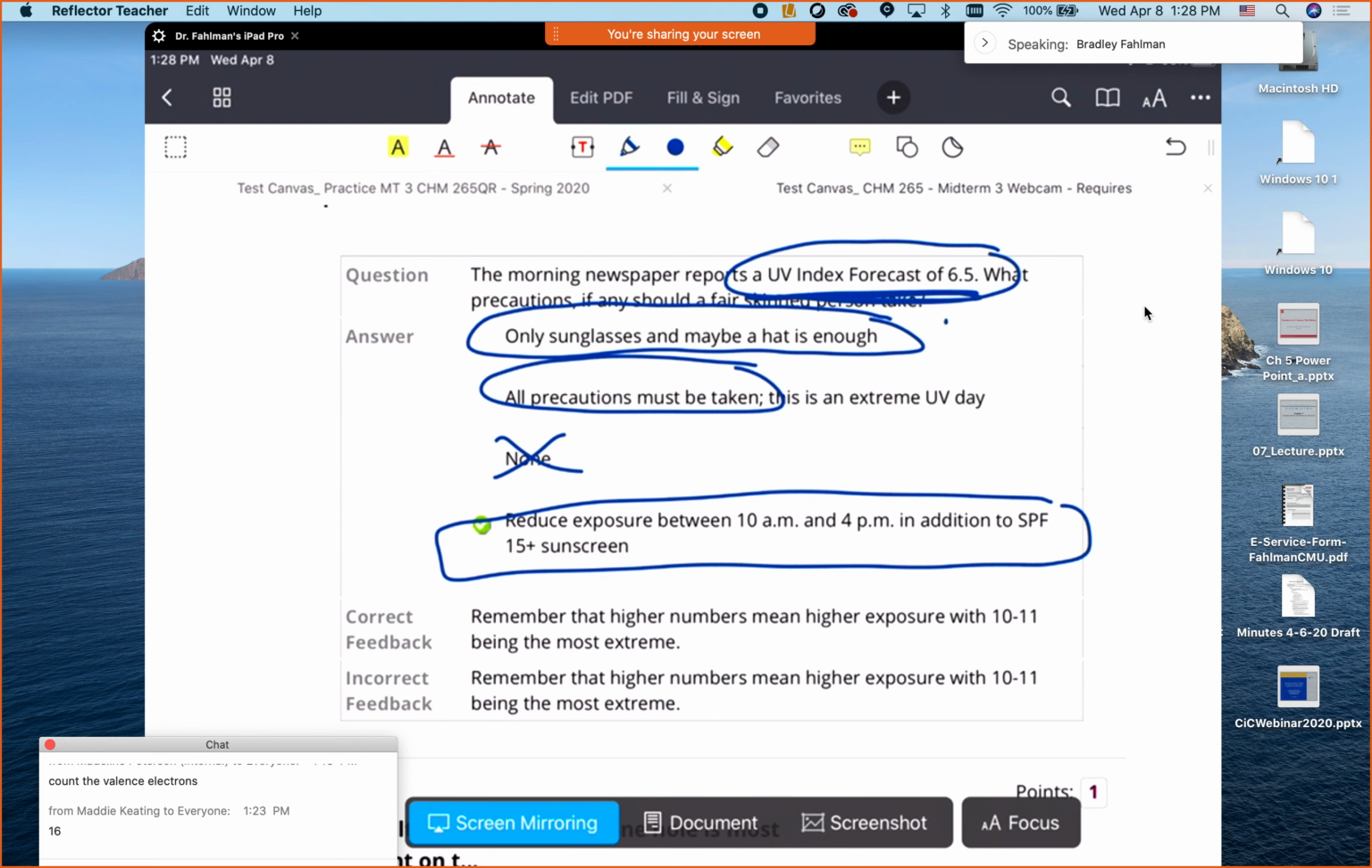Sunglasses, maybe a hat. Okay, so that should have been kind of a flag. That's probably not right. All precautions, it's not that high of a value. So really the only one that made sense here is that: just reduce your exposure and put on SPF sunscreen. You'll notice that for most of the forecasts, even when it's in the like 3, I think any time it's greater than 3, it's put on sunscreen and reduce exposure.